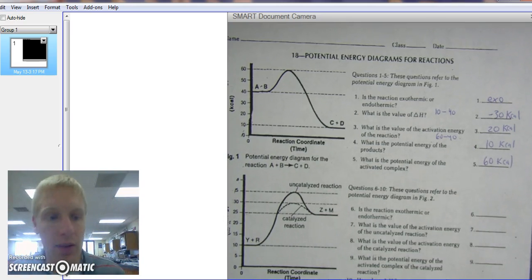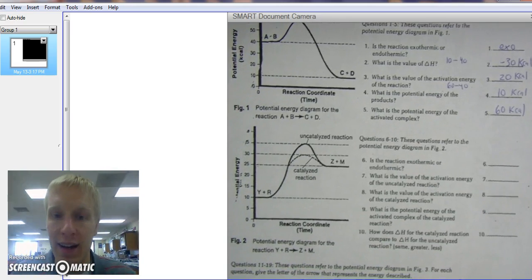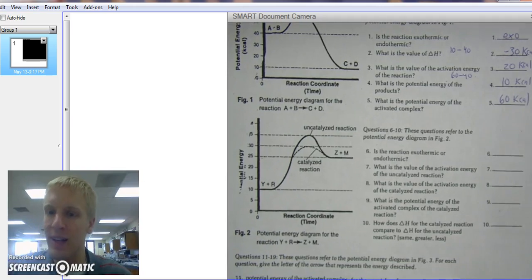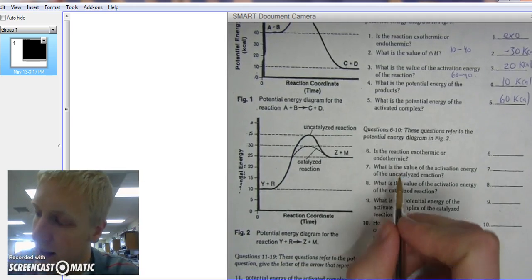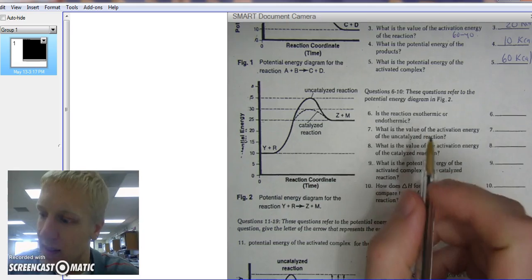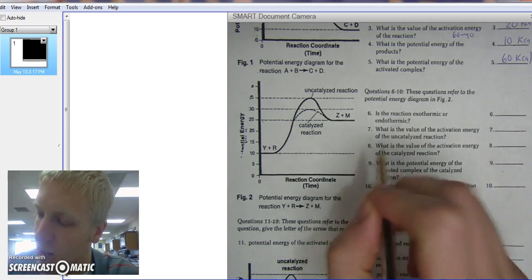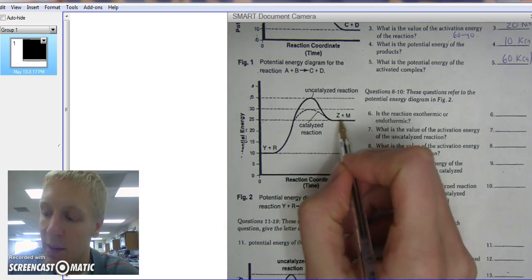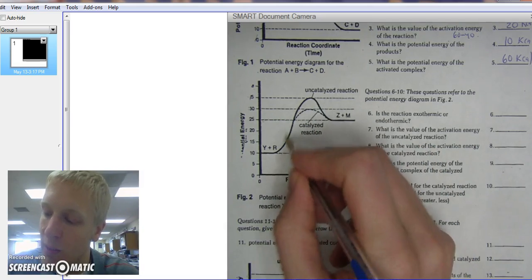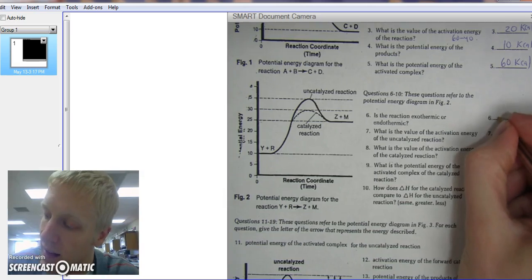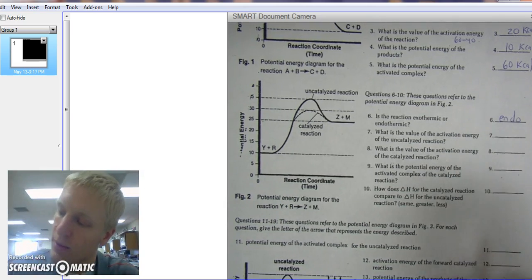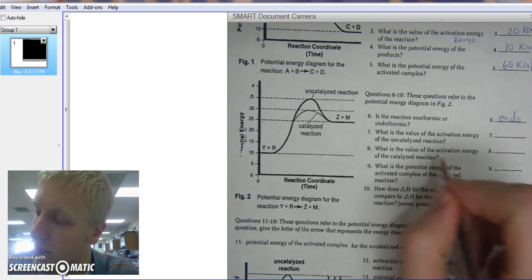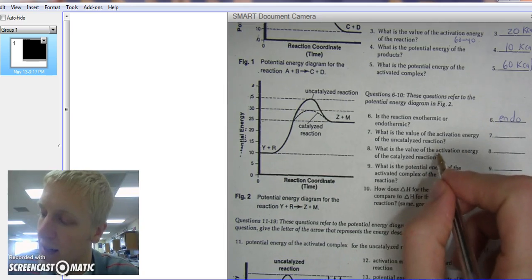That is questions 1 through 5. Alright, now trying questions 6 through 10 out. Let's look at these guys. Number 6, is the reaction exothermic or endothermic? Little energy in the reactants, a lot of energy in the products. Looks like we're absorbing energy. This is going to be endo, for endothermic.